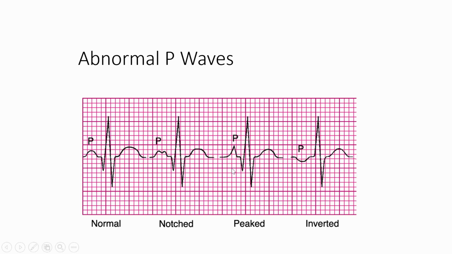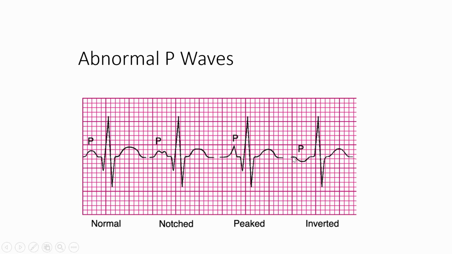So then we have a peaked P wave. Again, here is your baseline right here. It starts to come up, it peaks, and then it comes back down to baseline. This is a peaked P. See how it's not normal because it's not smooth and rounded? So the causes of a peaked P wave are the same as they are for the notch. So it's usually due to some type of enlargement of the atria.